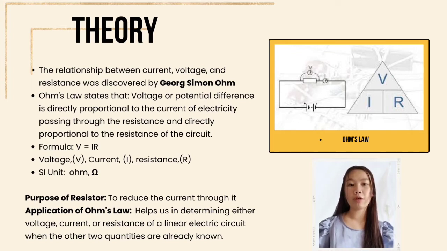The formula of Ohm's law is V equals IR, where V represents the voltage, I is current, and resistance is a capital R. It was such an important discovery that the SI unit of resistance is called the ohm. In this experiment, the purpose of the resistance is to reduce the current that flows through it. The application of Ohm's law helps us in determining either voltage, current, or impedance or resistance of a linear electric circuit where the other two quantities are known to us. It also makes power calculation simpler.